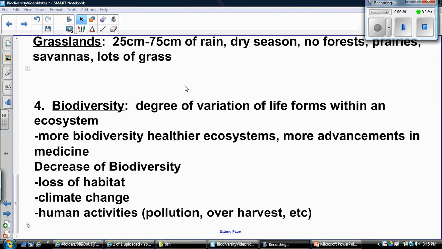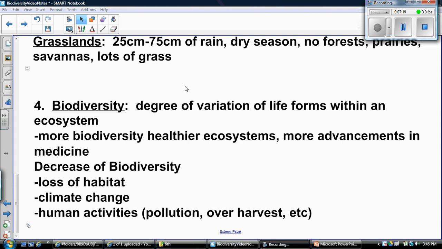So biodiversity is the degree of variation of life forms within an ecosystem. That's the differences of different types of life forms within an ecosystem. Like I was talking about, the tropical rainforest has one of the most diverse ecosystems, with a lot of different types of populations, so they have a very high biodiversity. More biodiversity means healthier ecosystems. We also find more advancement in medicines because of biodiversity. That's why a lot of our medicines have come from living things in the tropical rainforest.